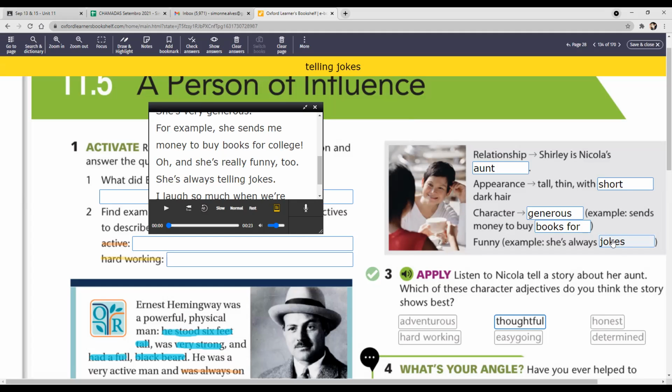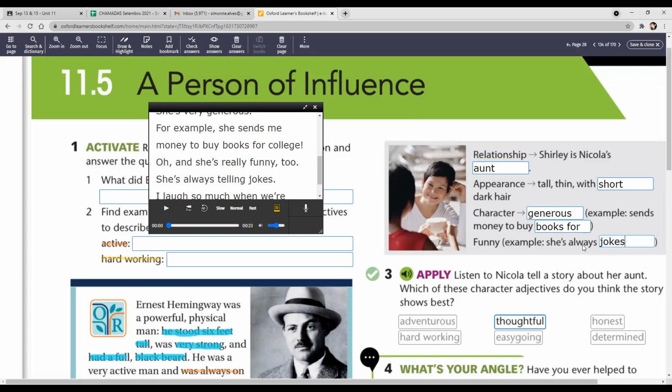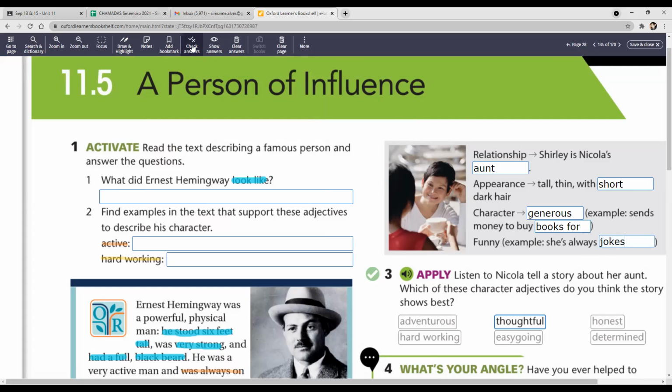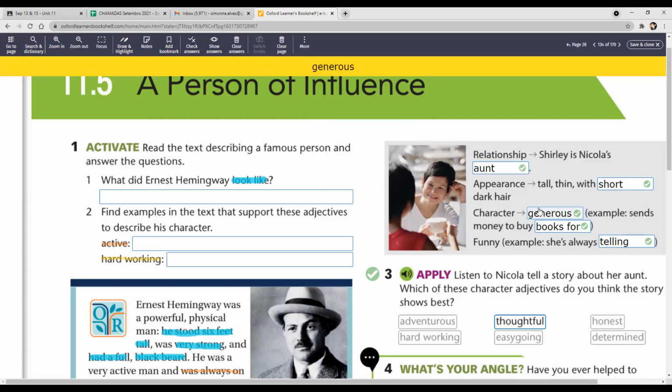Okay, guys. So in this case here, she says her aunt is really funny. She's always telling jokes. Okay. So let's check the answers there. All right. Everything good. This, guys, is really interesting because it makes us sound more fluent when we speak.